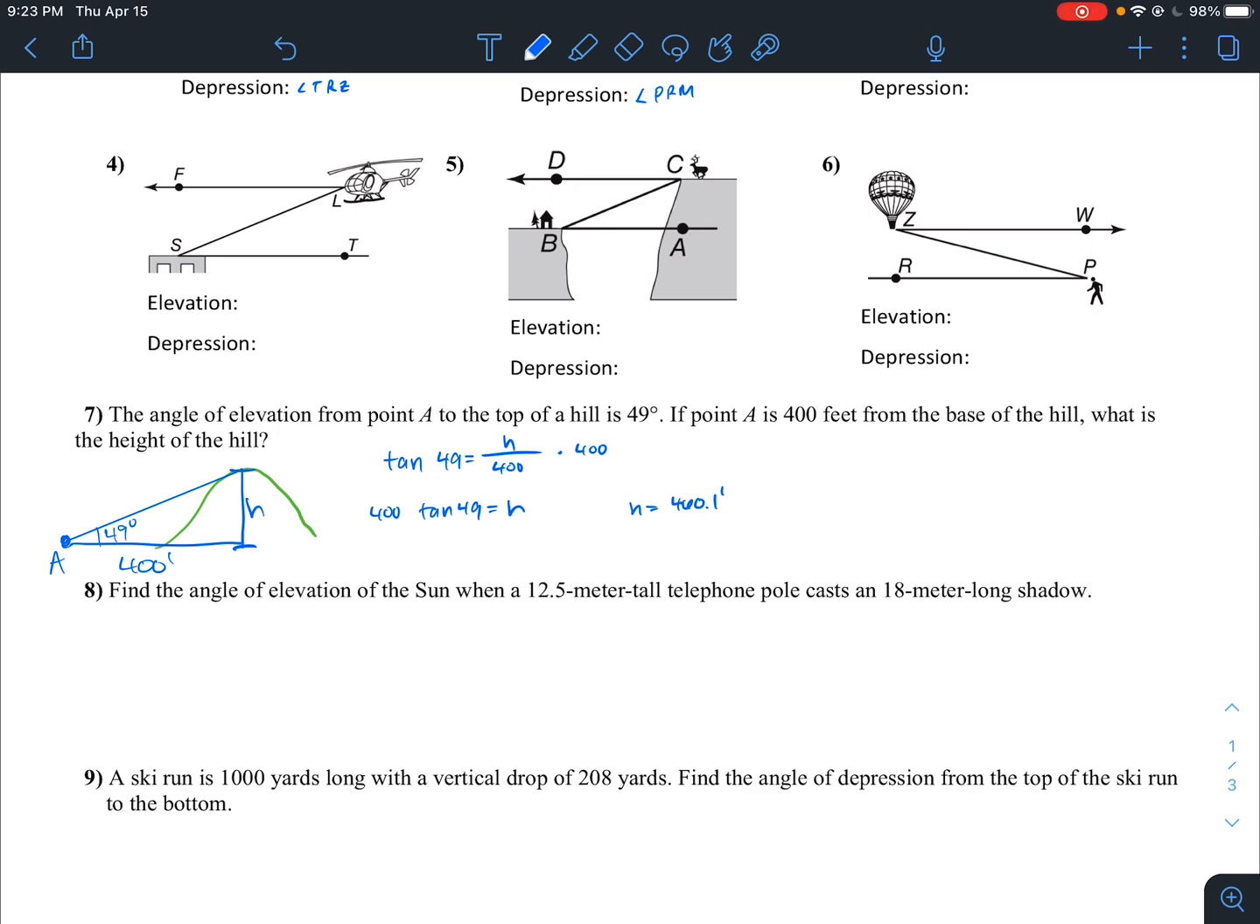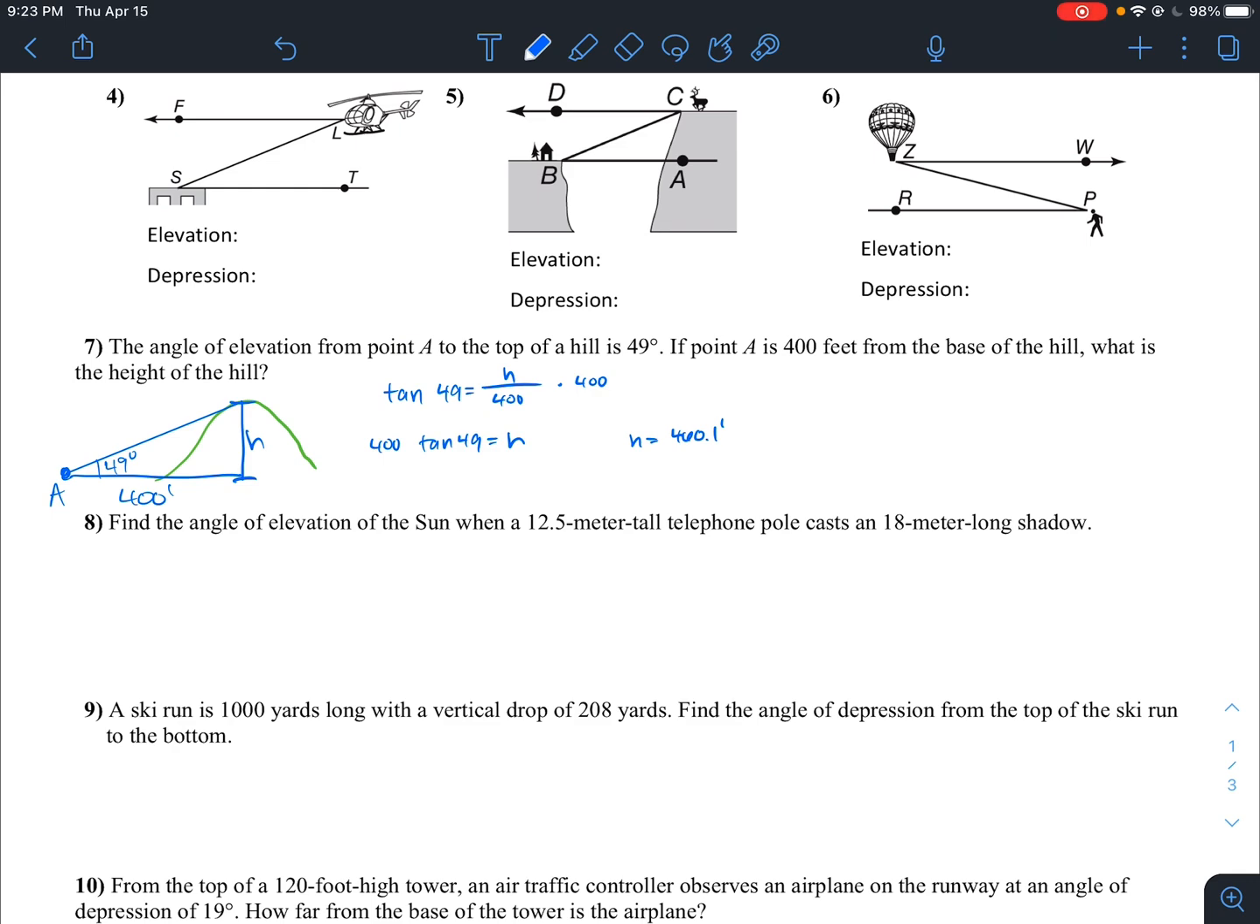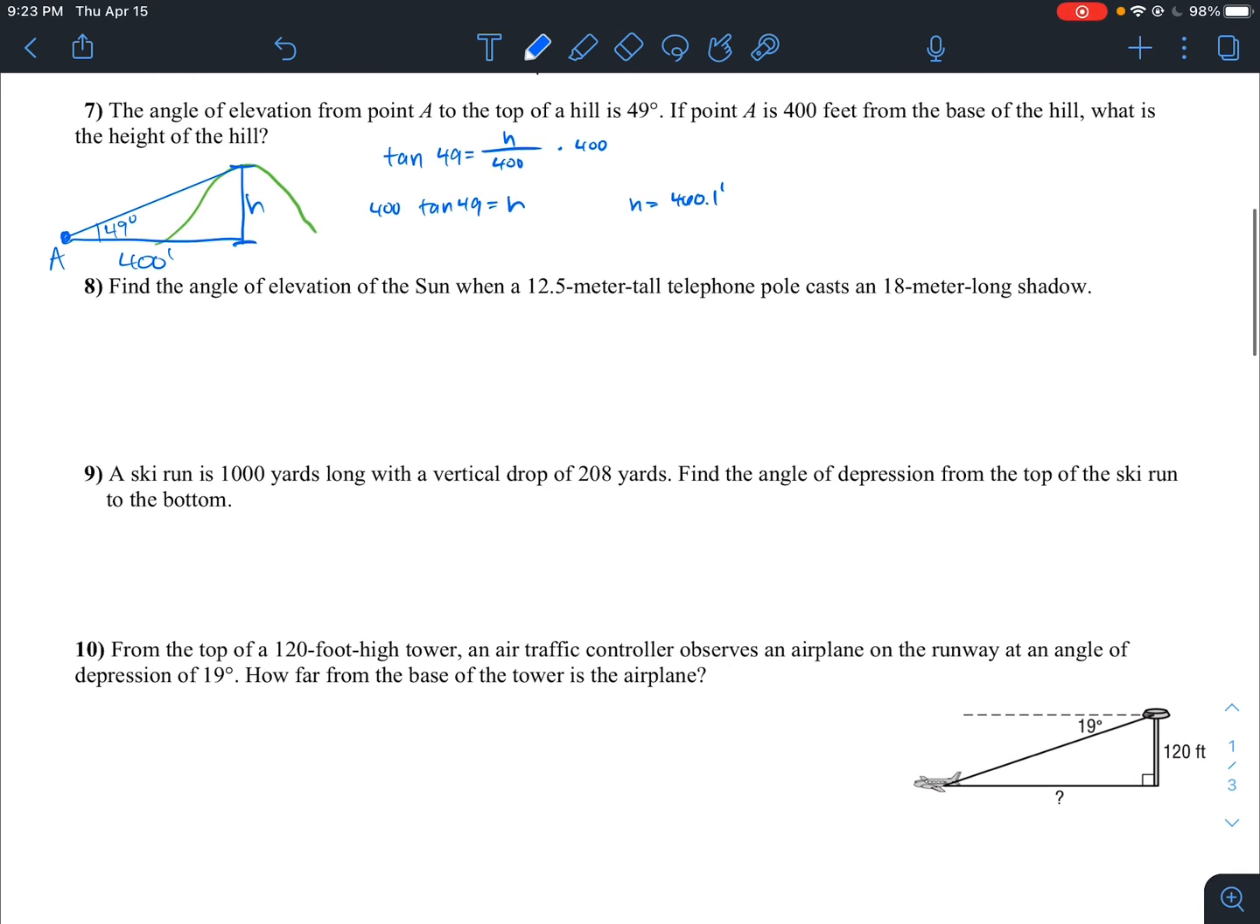Some of these can be a little bit more difficult than others, but let's see if I can find one that might be good practice. Well, let's just go with 8. Okay. So it says find the angle of elevation of the sun when a 12.5 meter tall telephone pole casts an 18 meter long shadow. Now again, it's kind of hard to see where everything lines up. Where do the numbers go, right? Well, let's just draw a picture of what it's describing.